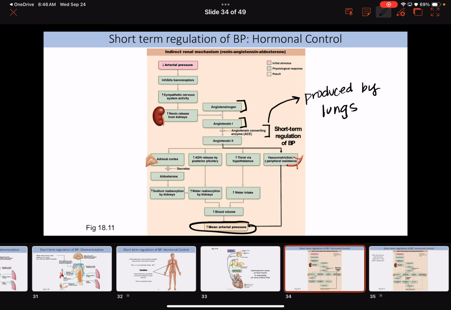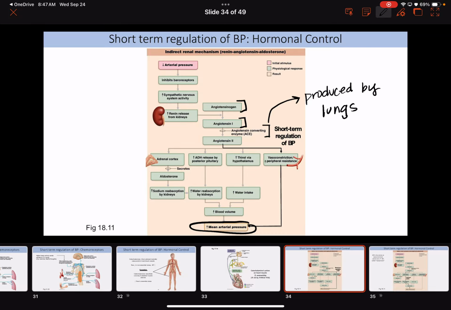Any questions about that? So the renin activates the angiotensin into angiotensin 1. Yes, so the renin is going to be facilitating that activation of angiotensinogen into angiotensin 1.